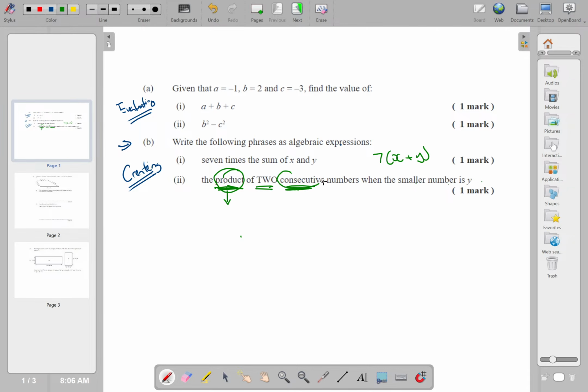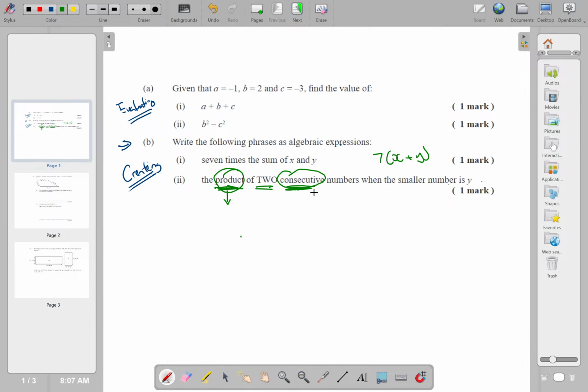Now the word consecutive, what does that mean, Jamaica? What does that mean, everybody? Yeah? When we say consecutive, it means one comes after the other, right? So give me two consecutive numbers. 1 and 2, 3 and 4, 5 and 6, 7 and 8. They're one after the other, yeah? So now it's saying we'll find the product, so that means we're going to multiply two numbers.